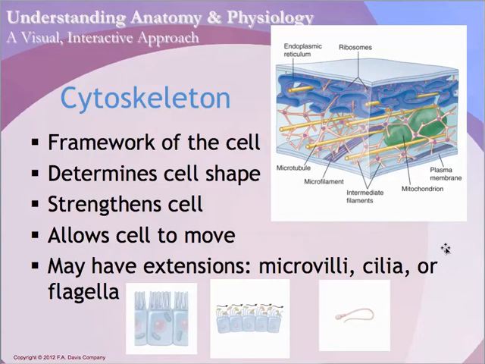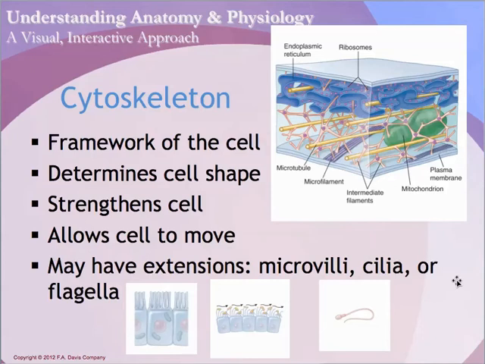I want to talk about these three things at the bottom because you will need to differentiate microvilli, cilia, or flagella. So that first picture there is microvilli. All it does is it's an extension of the cell membrane, and it creates all of these folds that increase the surface area of the cell. So why might we want to increase the surface area of the cell? To aid in movement of particles across the cell membrane.